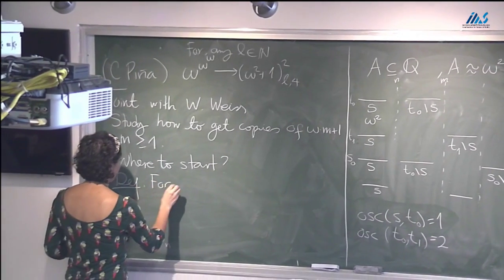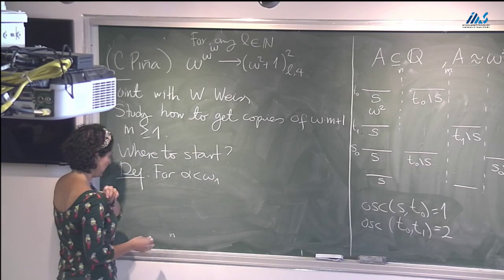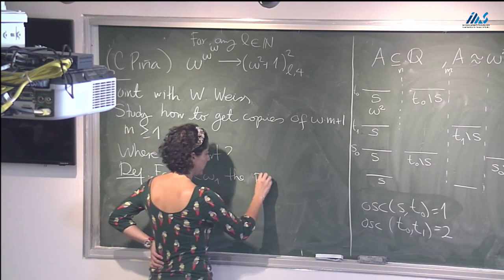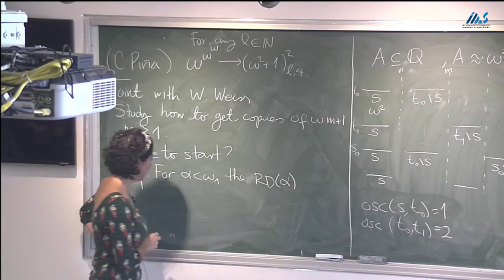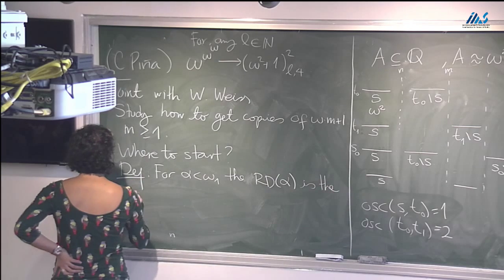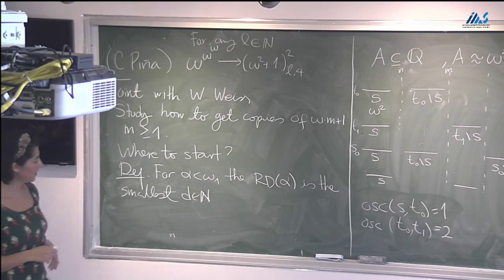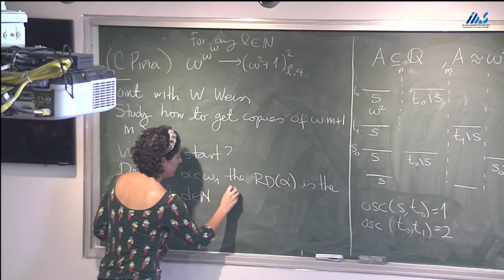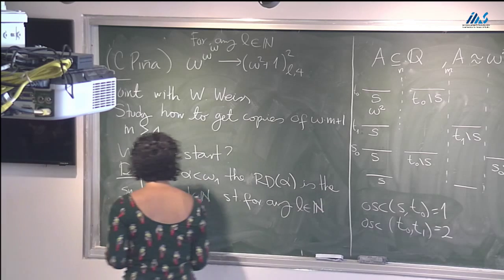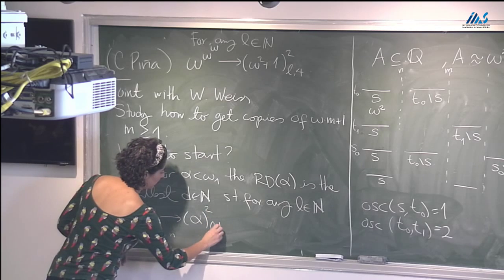I will just define it for countable ordinals. Say for some countable ordinal alpha, the Ramsey degree of alpha is the smallest d, so we're looking for finite Ramsey degree, the smallest d such that for any finite number of colors, alpha arrows alpha pairs LD.